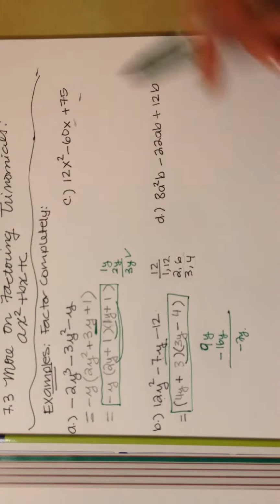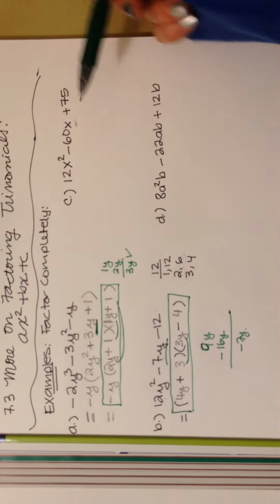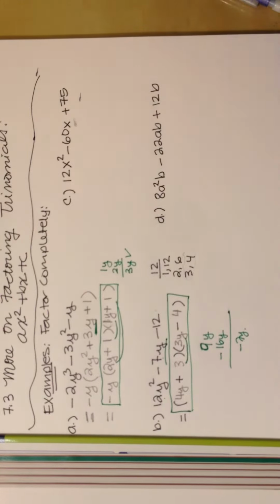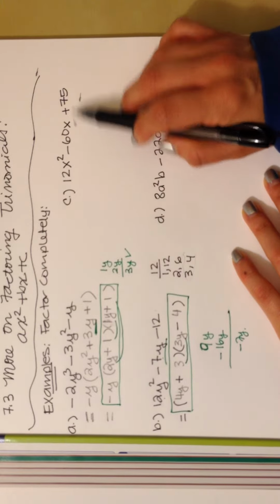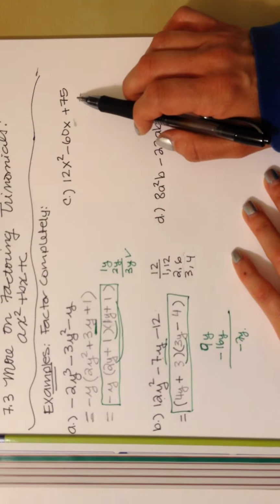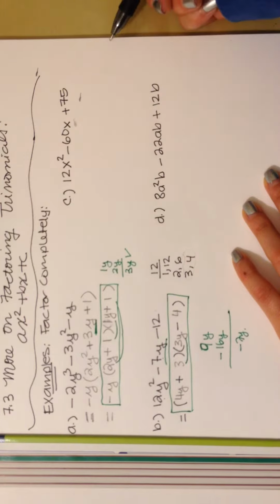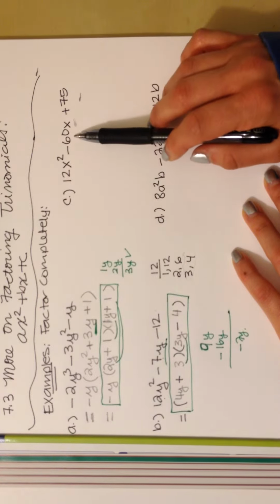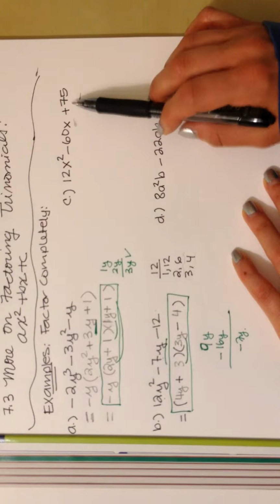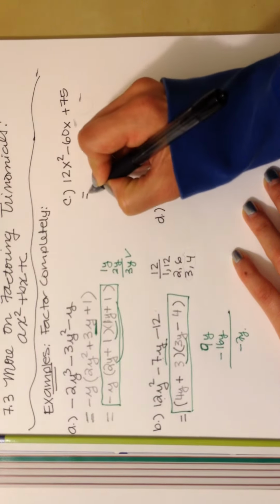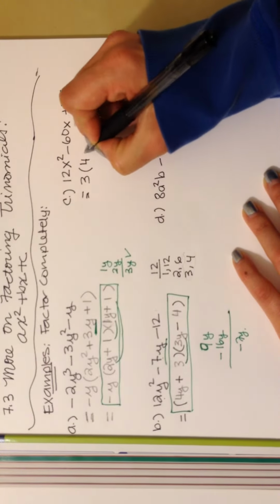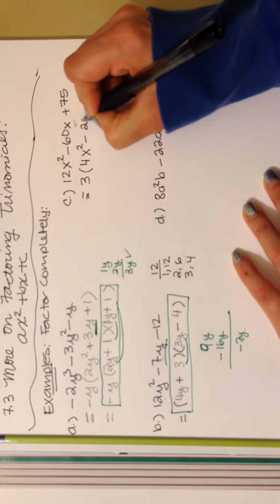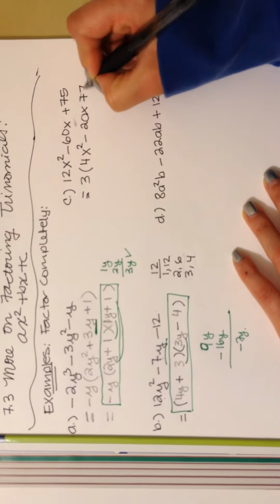Okay, example C. And so again, C, the order is correct. Look at it carefully. Is there a greatest common factor? There actually is. If I look at 12, 60, and 75, I can see that 3 is my greatest common factor. 3 divides 12, 3 divides 60, 3 divides 75. So we need to factor out our greatest common factor first, GCF. Factor out the 3, that leaves me with 4x squared minus 20x plus 75.